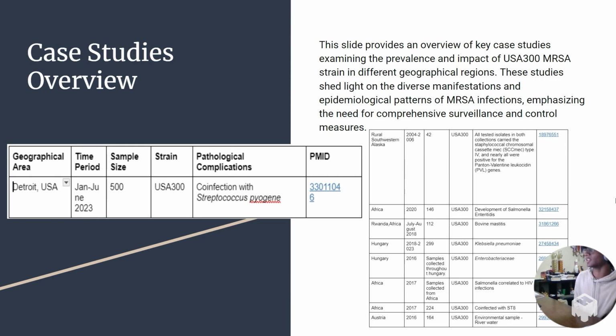So I ran over a bunch of case studies while I was doing my studies, and in this chart I display the information of geographical area, time period, sample size, strain, pathological complication, and the PMID, which is the source. This slide provides an overview of the key case studies examining the prevalence and impact of the USA 300 MRSA strain in different geographical regions, and these studies shed light on the diverse manifestations and epidemiological patterns of MRSA infections and emphasize the tools needed for comprehensive surveillance and control measures.